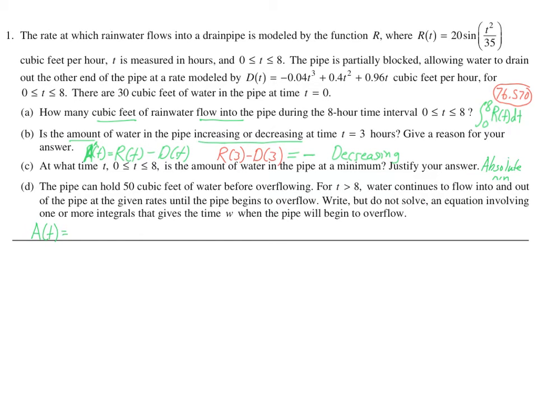After I find my amount function, I want to know my amount at 0, my amount at 8, and my amount at any critical number. So we also have to find critical numbers. I'm going to find those 3 things. So let's make an amount function. Do we know how much we started with? Yeah, 30.